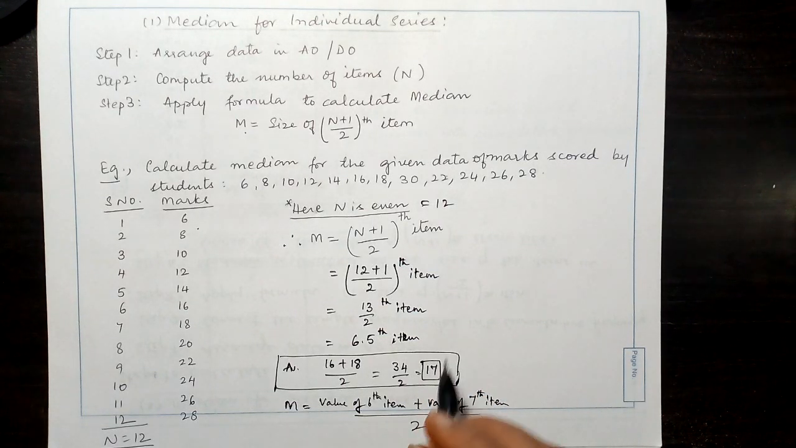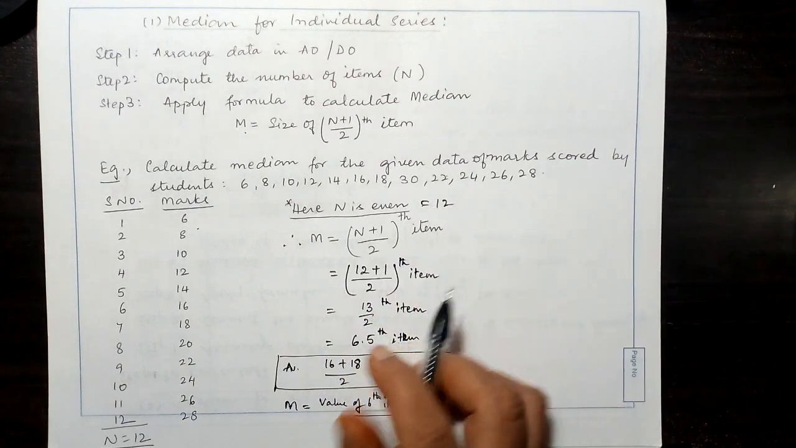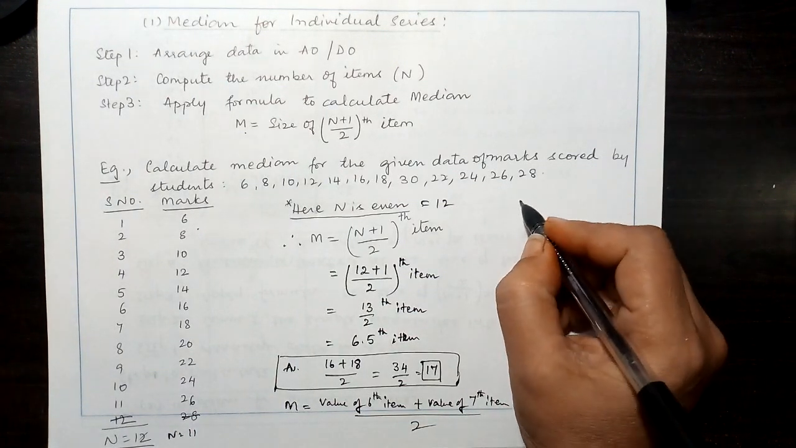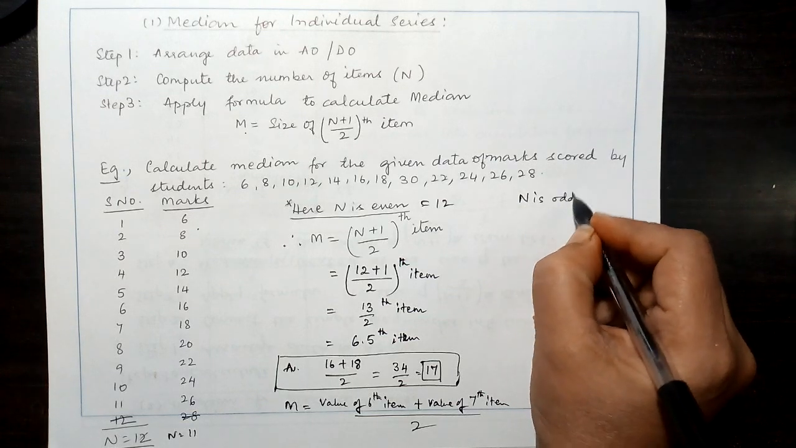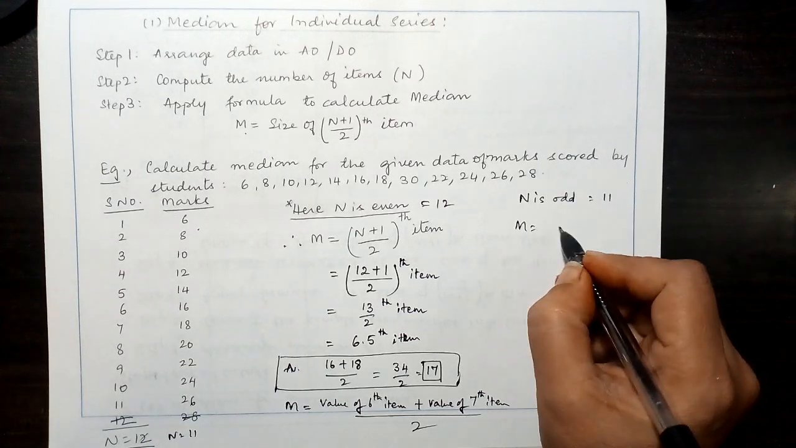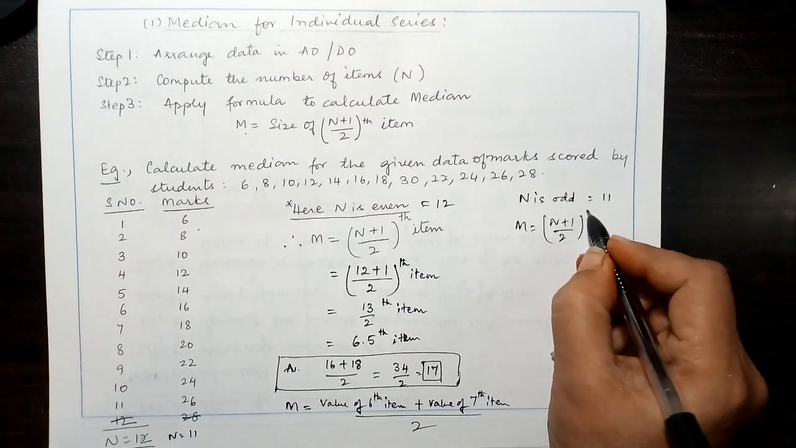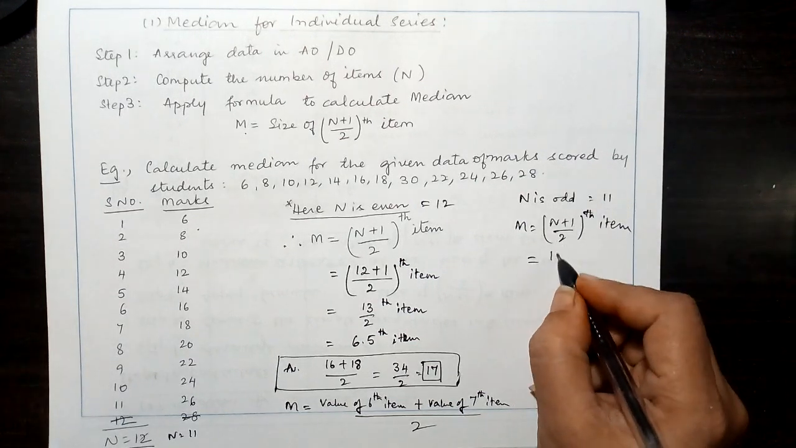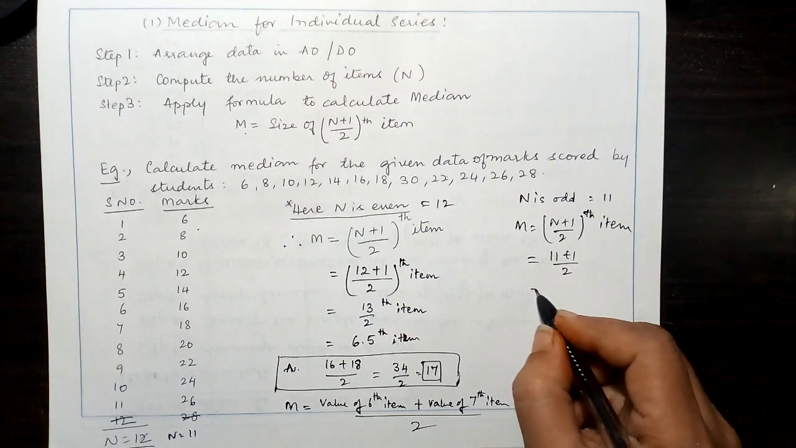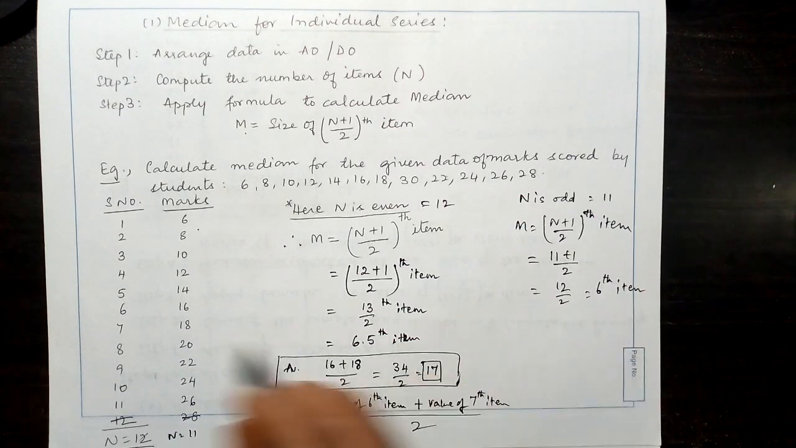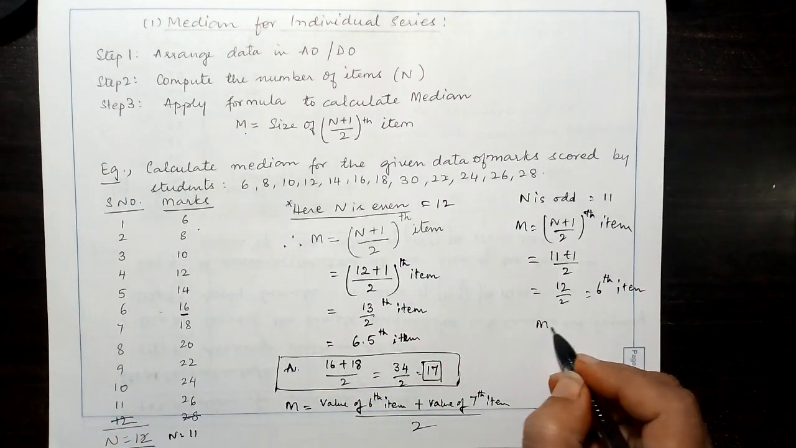Okay, now suppose this n is an odd number. Let us strike out the last one and say n is equal to 11 in this case. So now when n is odd and is equal to just 11 items, then median is equal to n plus 1 by 2th item. Same formula, but here n is equal to 11. So 11 plus 1 by 2, which is equal to 12 by 2 equal to 6th item. What is the 6th item here? 16. So median is equal to 16.